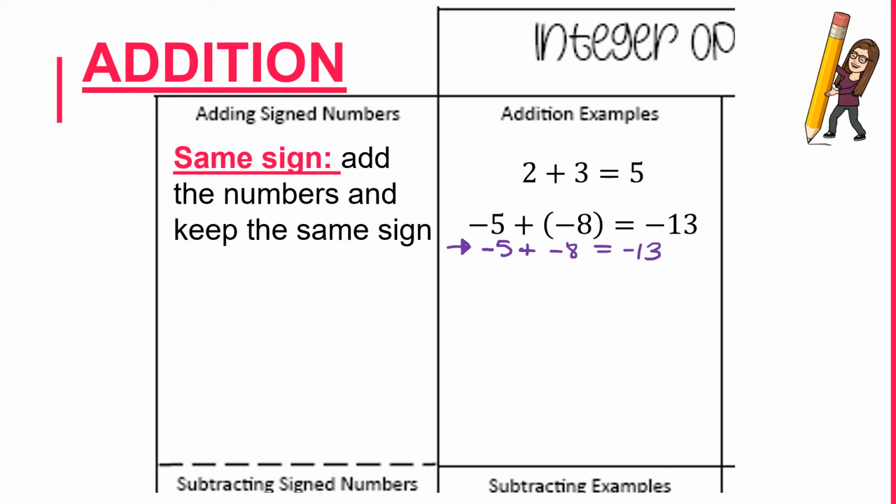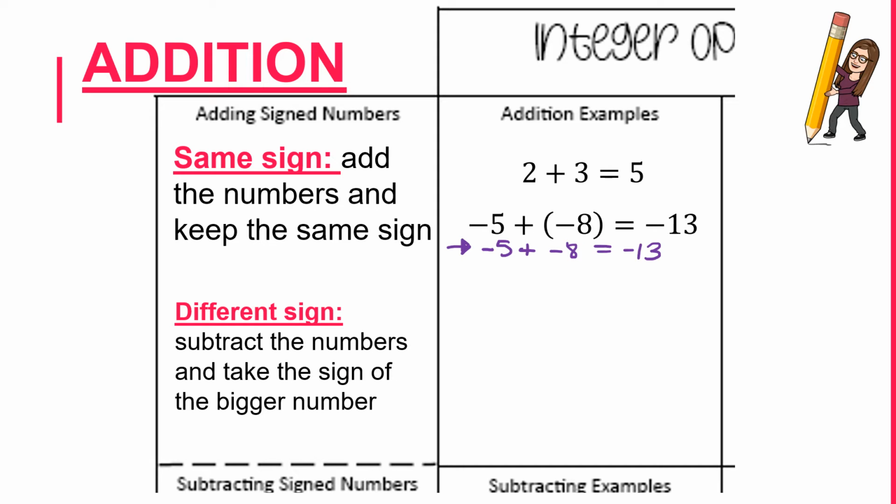Let's talk about adding with different signs. When you're adding with different signs, you subtract the numbers and take the sign of the bigger number. Another way to remember it, if it's different signs, you find the difference and keep the bigger sign. Let's take a look at some examples to clarify this.